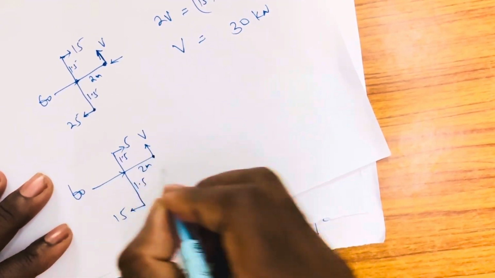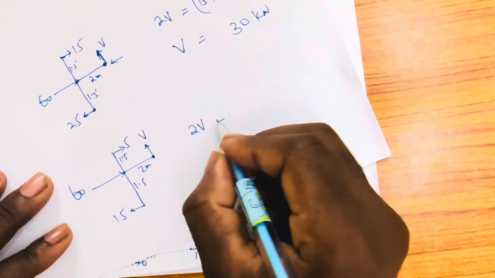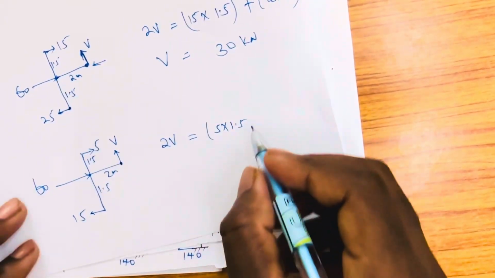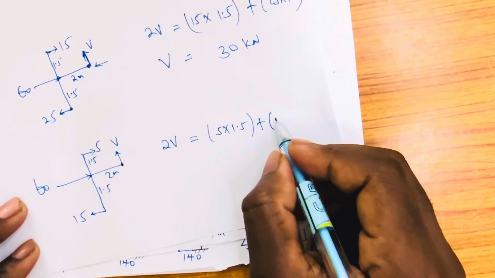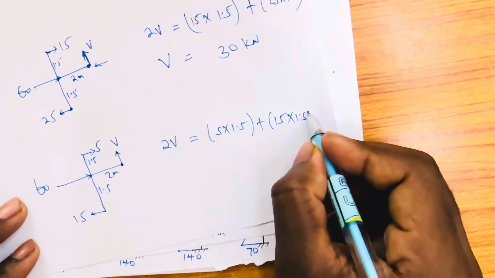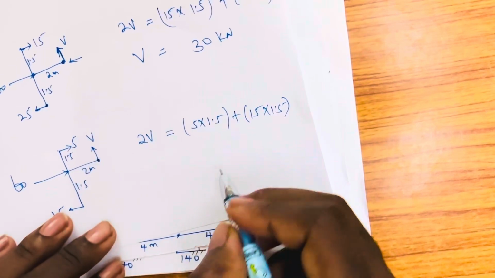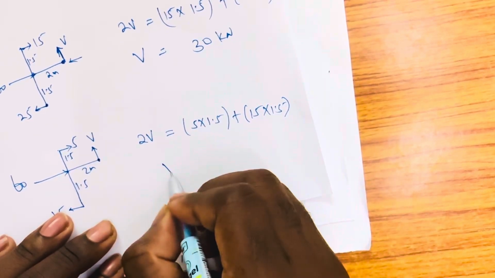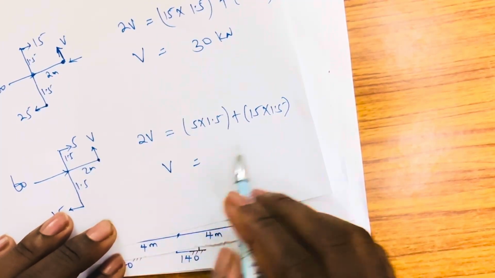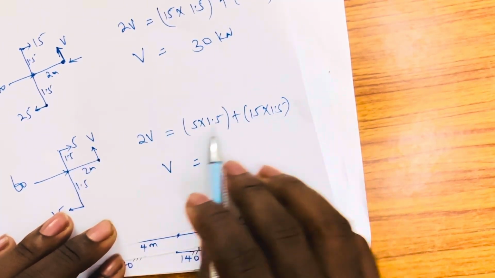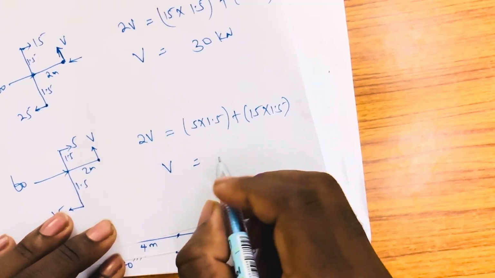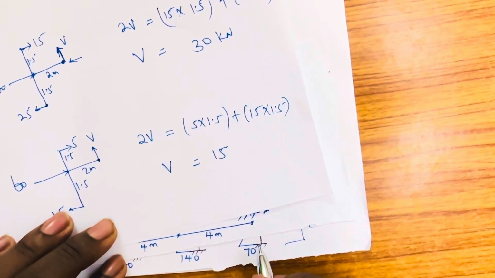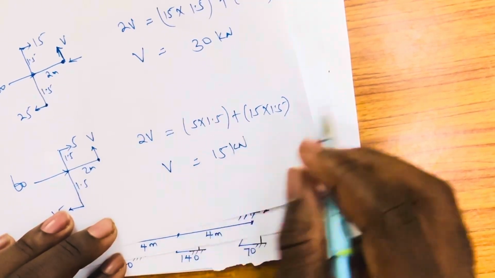Then this is 2 meter. So 2V is equal to 5 times 1.5, then plus 15 times 1.5. So whatever you're going to get from here should be what? V equals to. So what we have is that this is coming to 30. So 30, then divide by 2, we're getting what? 15. Yeah. So follow this carefully.